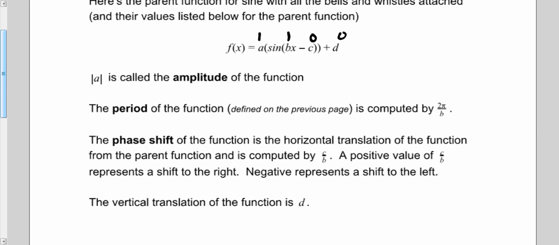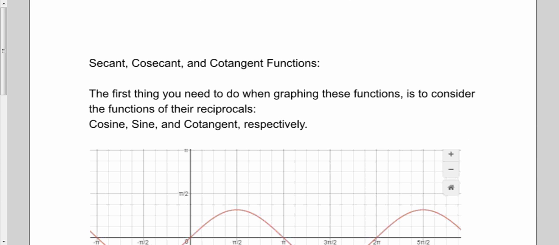Vertical translation is D. Okay. Now, we're going to talk about graphing secant, cosecant. We're actually not going to worry about tangent and cotangent too much in this unit, okay? But I want to cover secant and cosecant. Why? Because.